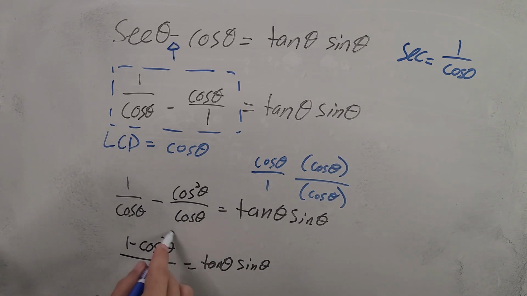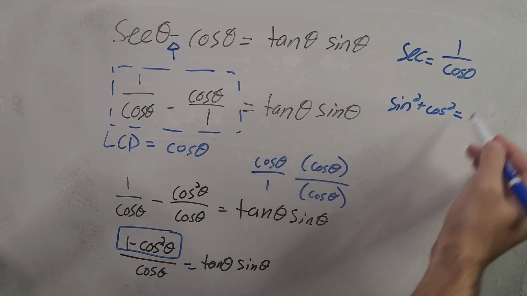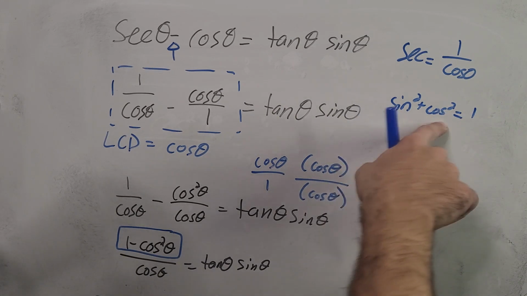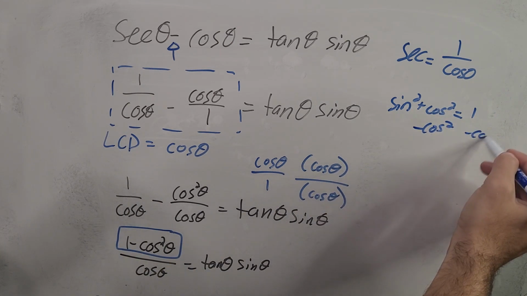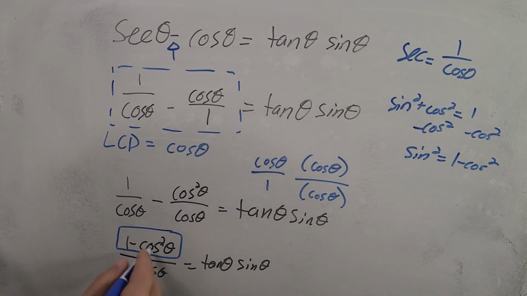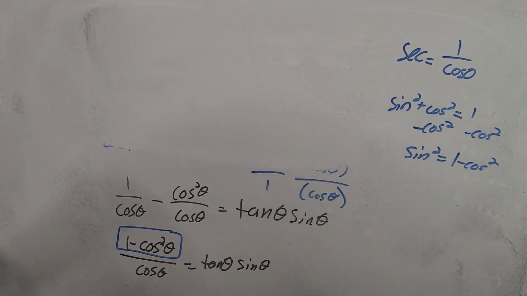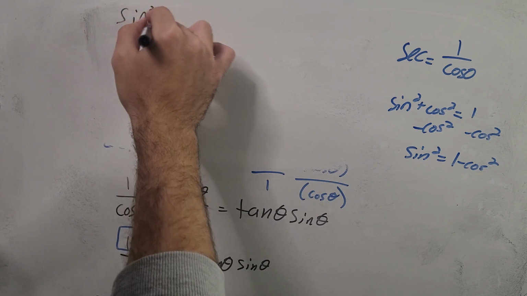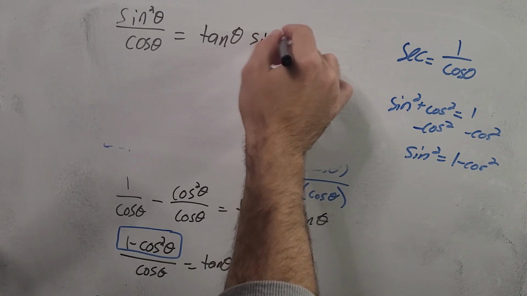So, do you remember what 1 minus cosine squared is by now? If not, that's okay. Let's use this identity that involves the sine squared and cosine squared. We know that when we add them together, it equals 1. And we have 1 minus cosine squared, so let's subtract cosine squared from both sides. We know that sine squared equals 1 minus cosine squared. Okay, so I could replace that with a sine squared. I'll erase the top half. Sine squared theta over cosine theta equals tangent theta sine theta.